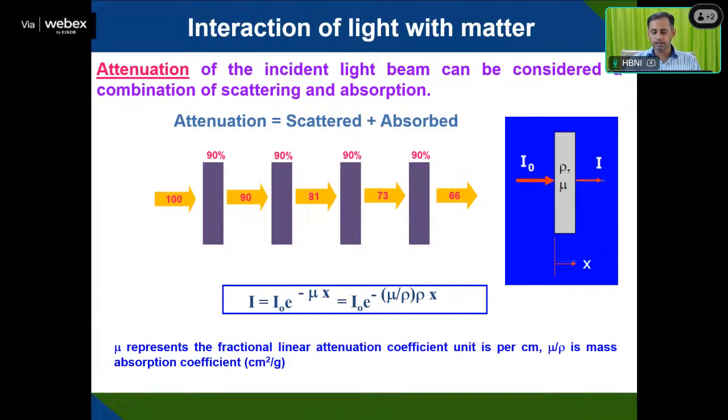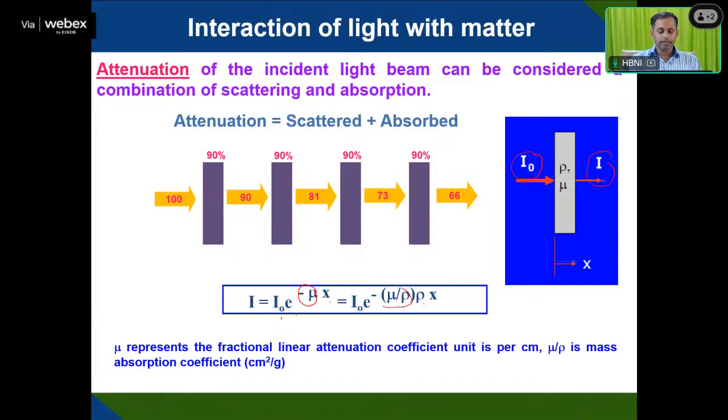That means if an incident ray I0 is falling on the material, then the intensity of the transmitted beam will be I0 into e to the power minus mu x. This mu is nothing but the linear attenuation coefficient. So you can write it in terms of the mass attenuation coefficient. If you divide by the density rho, mu by rho and rho x, you get that equation.